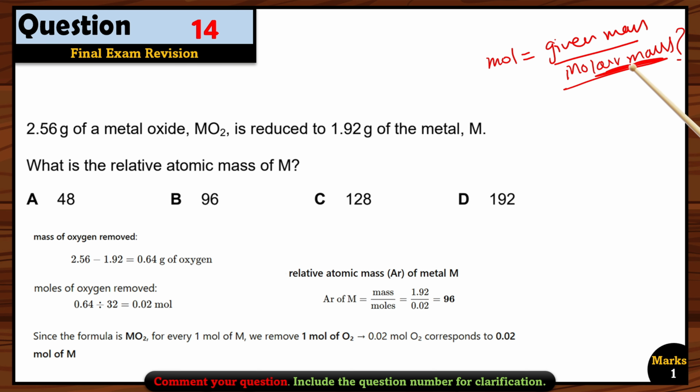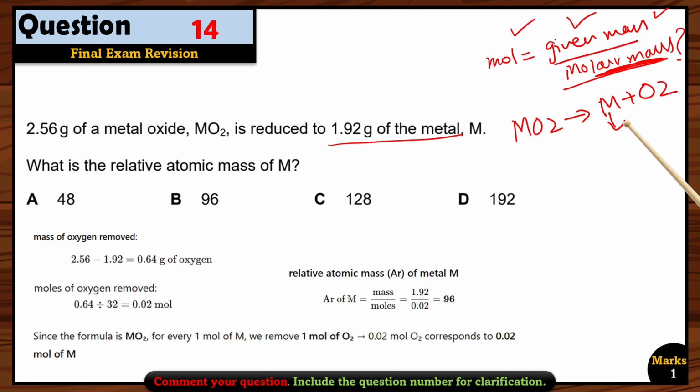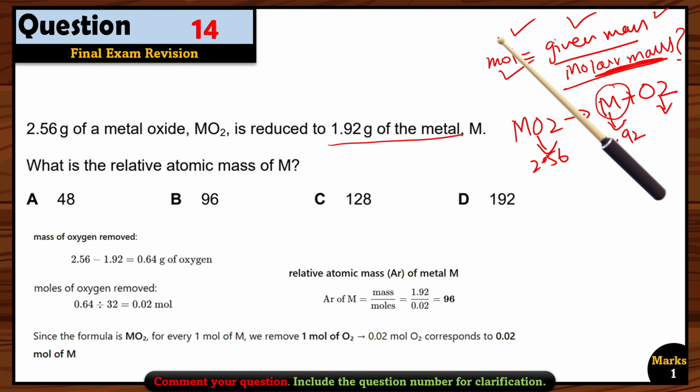This one is missing. How can we find it? You should have both of these things, but now we have only the given mass. We have the given mass, that is 1.92 g of metal. So MO2 is reduced to 1.92 g of metal. MO2 was reduced to M and oxygen, right? So this one is how much? 1.92. MO2 is how much? 2.56. So now what we can do, for oxygen we can first find the moles, and then from the equation we can see how many moles of M we need, right? If you want to find the O2, we will use the same formula. The number of moles we don't know, we have to find. Given mass we don't know here, but we can calculate 2.56 minus 1.92.